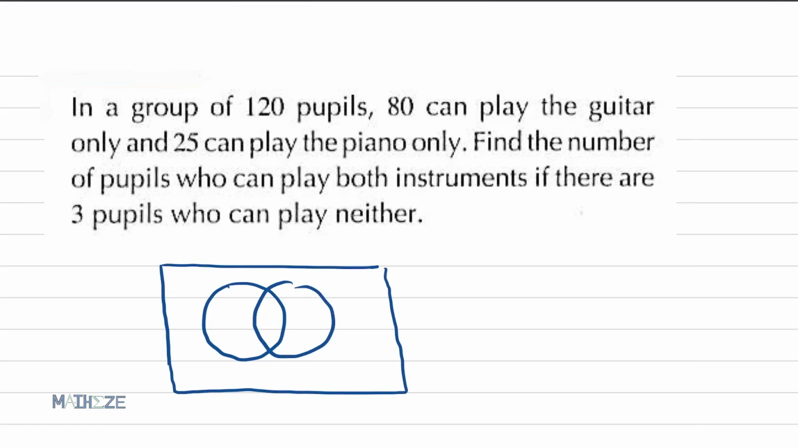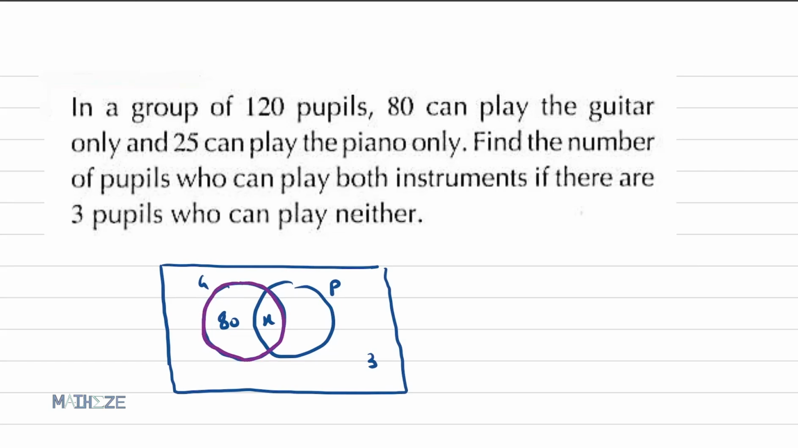So guys, in the middle it's going to be x, guitar and piano. Find the number of people who can play both instruments. If there are 3 people who can play neither, it's going to go outside. 80 can play guitar only. They are not saying the entire guitar people were 80.